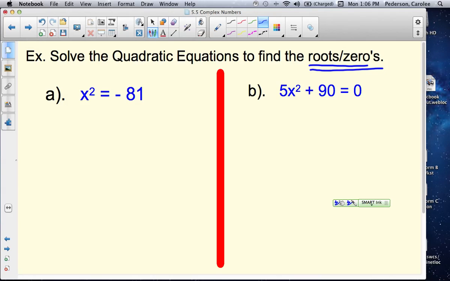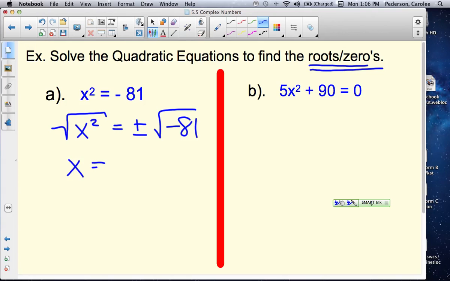So example A, x squared equals negative 81. We want to solve for x, so we're going to undo the x squared. So remember, we square root both sides. We cannot forget the plus or minus in front of that right side. So the square root and squared cancel out, and we're left with x equals plus or minus. And now what happens is we have a negative radical. Let's replace that with an i out in front.